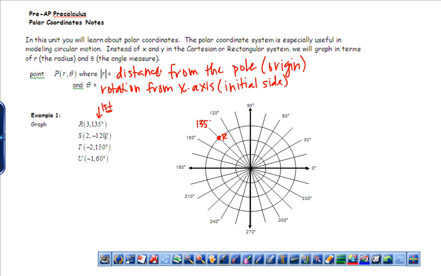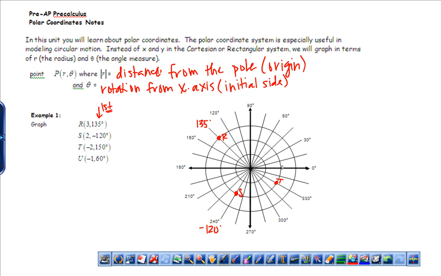We're going to do negative 120, starting from 0, negative 120. So this is 90. This would be negative 120 right here. Then we're going to go out 2 units. Out 2 units is right here. And this would be your S. Okay, your T, if we want to do 150, so go around 150. Now it says to do negative. So in order to do negative, you're going to go across your pole, which is across your origin, staying on 150, and go 2 units out. So we're actually on the 330 line, and this is T.